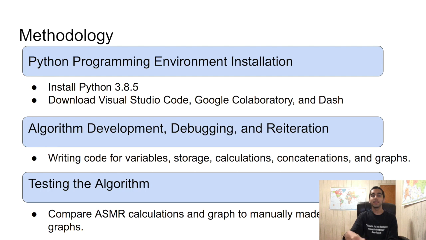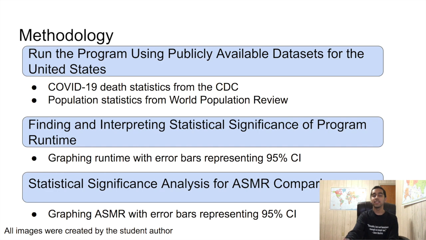To begin the experiment, the Python coding environment was installed, so algorithm development and debugging could take place. Then the algorithm was tested. After the testing phase, the program was run using publicly available data sets for population and COVID-19 statistics in the US. And finally, statistical significance analyses were performed for program efficiency and ASMR calculations.